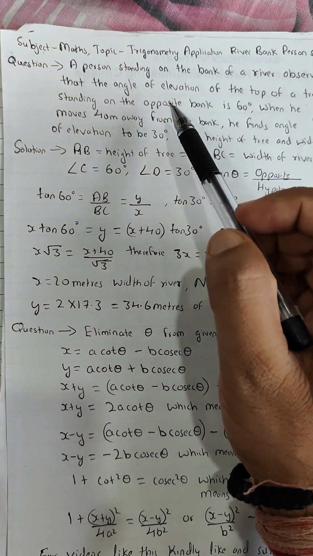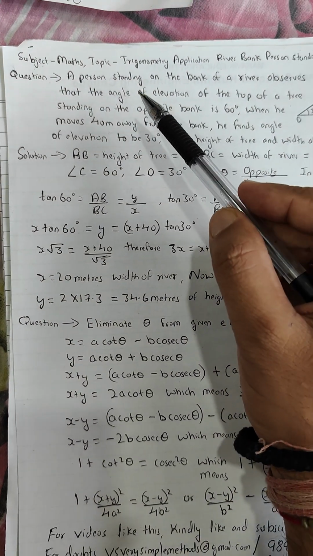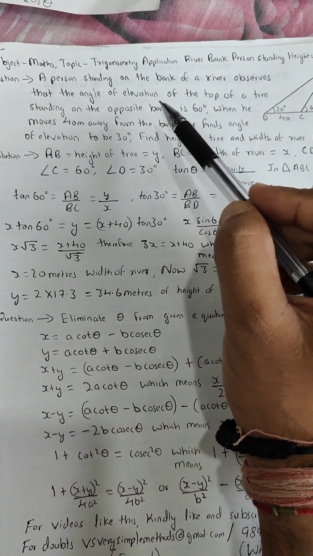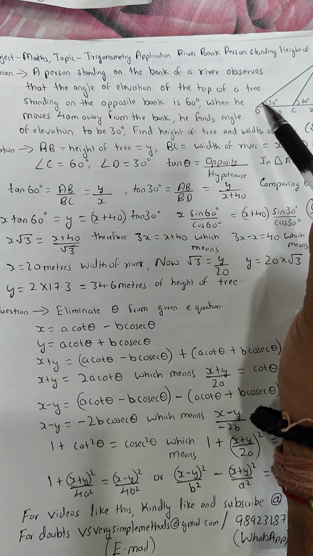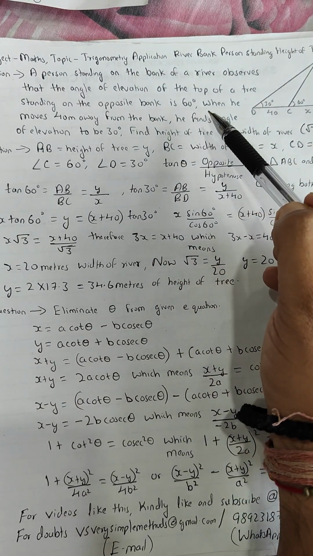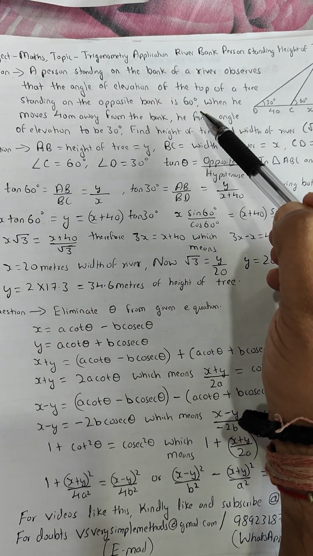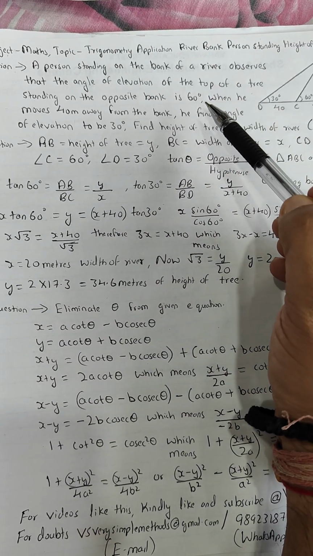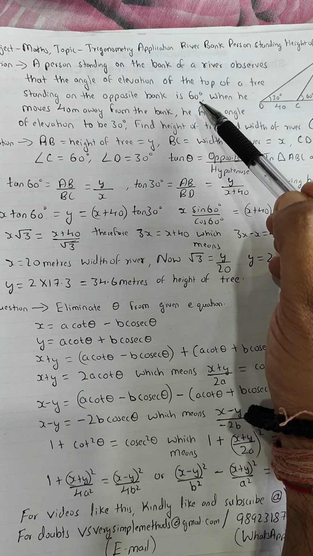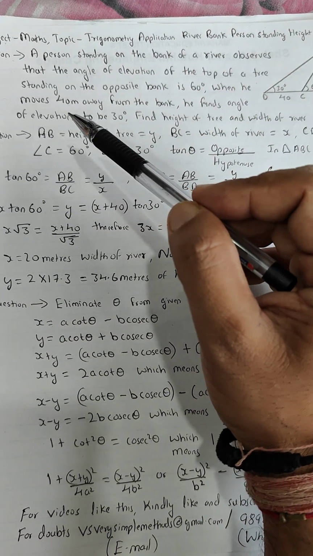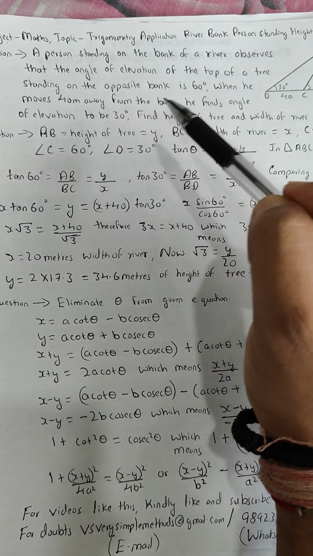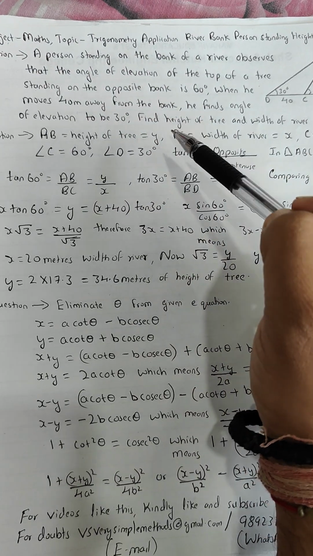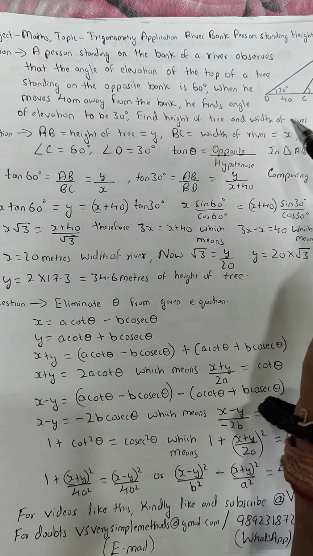Now, in this particular topic, a person standing on the bank of a river observes that the angle of elevation of the top of a tree standing on the opposite bank is 60 degrees. मतलब एक आदमी नदी के किनारे खड़ा है and he is observing that a tree is there on the other side of the river. The angle of elevation from where he is observing is 60 degrees. When he moves 40 meters away from the bank, 40 meter नदी के किनारे से पीछे जाता है towards the other side of the river, he finds the angle of elevation to be 30 degrees. Find the height of the tree and the width of the river.